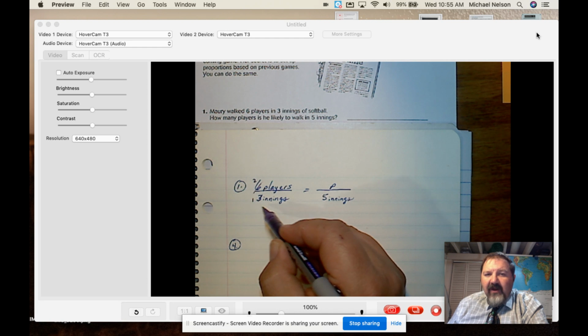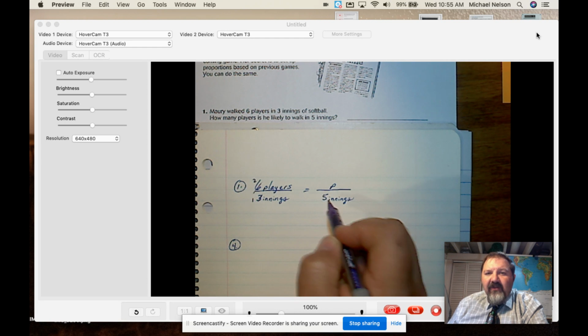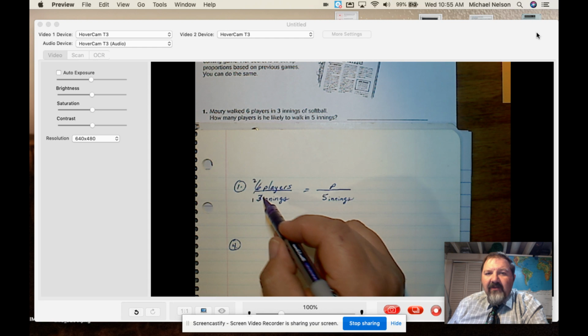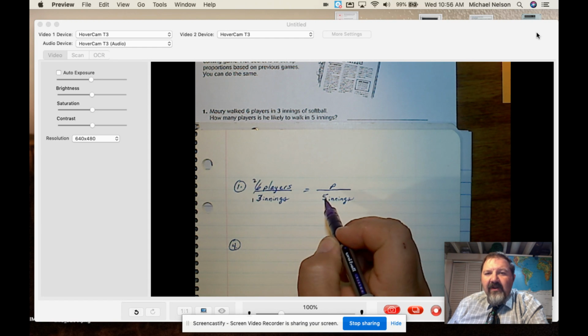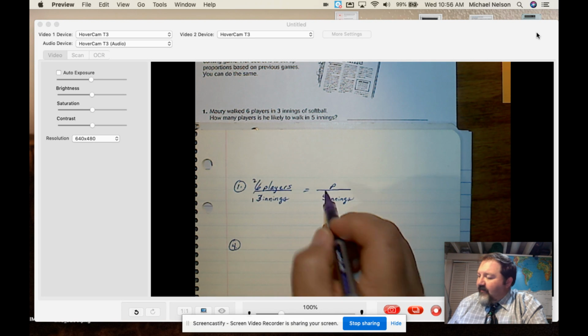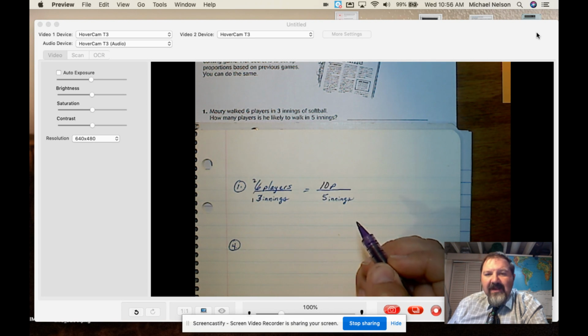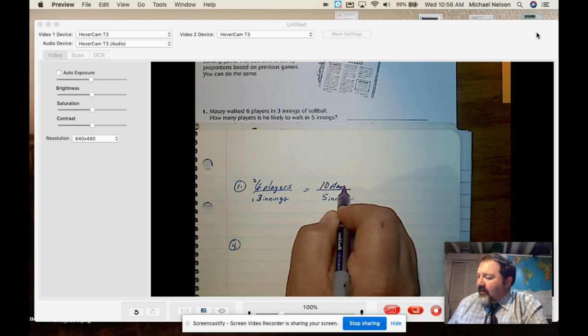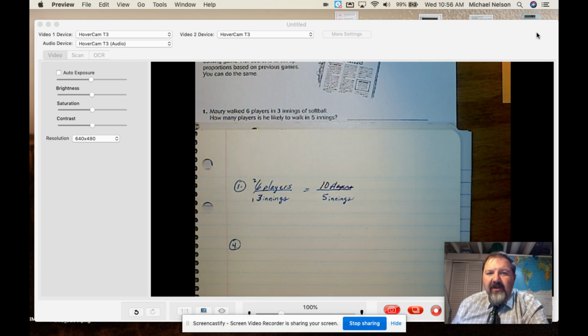You can just times by 5, right? This is 5 times as many innings as this. If there's 2 players per inning, then in 5 innings, you're going to multiply by 5, 2 times 5. Then in 5 innings, it's going to be 10. 10 players. Okay, so our variable there is 10.